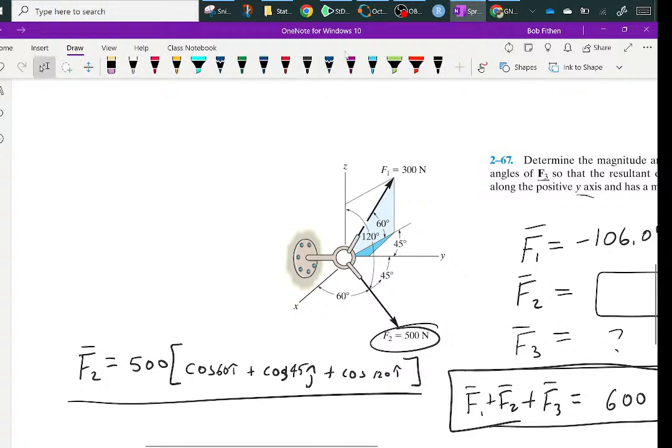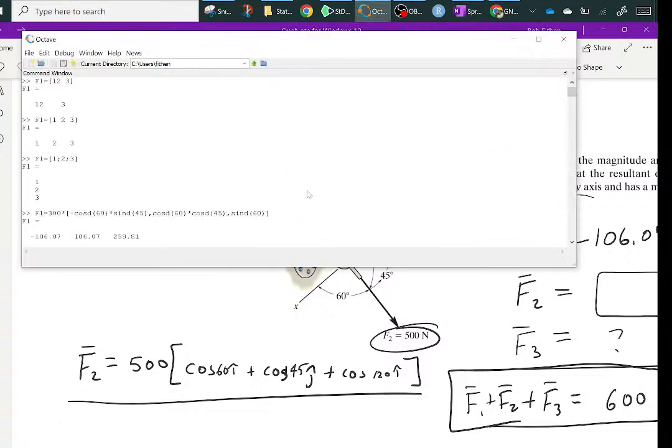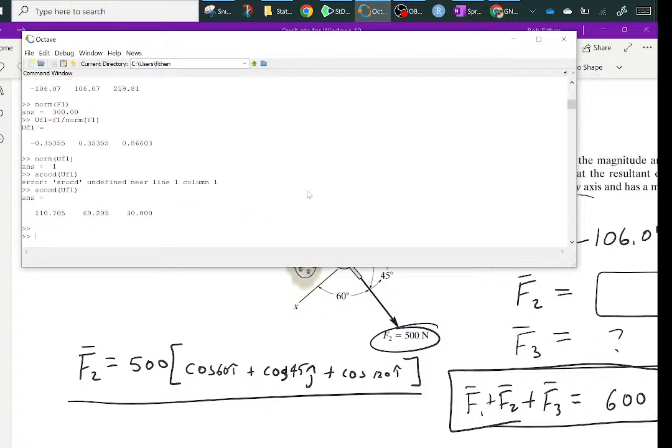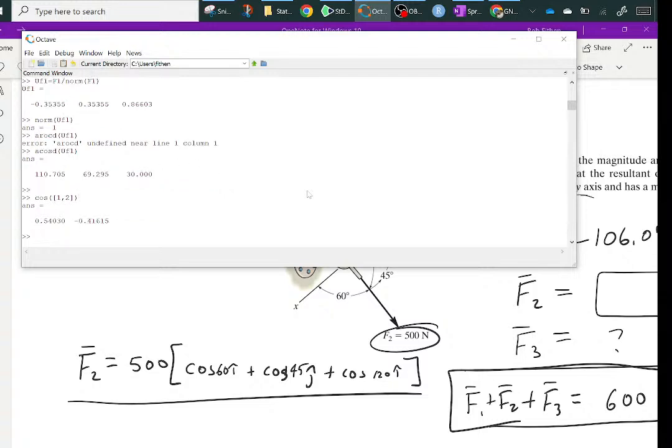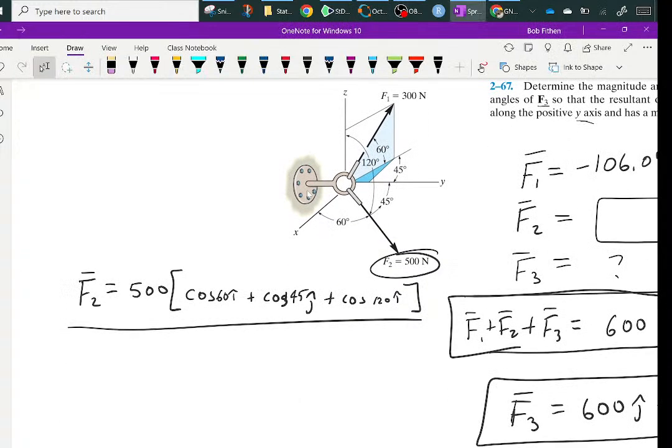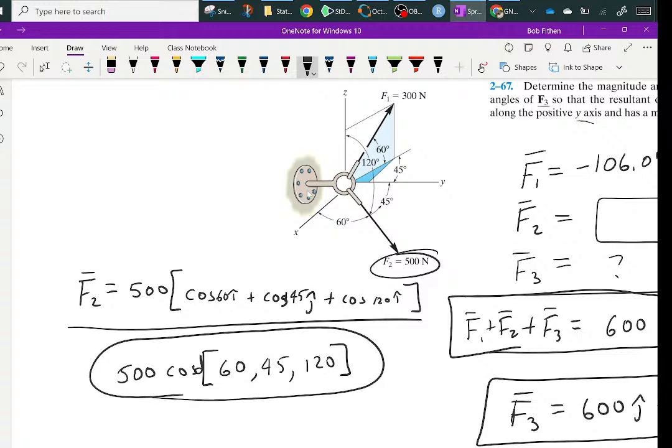So if you want to, I would go to MATLAB. Now here's something I've never tried before. I'm just going to try something. I don't know if this will work. Let's say if I did a cosine of, say, 1 and 2, and just said, would it break it into components? It does. I've never tried that before. So what I'm going to do in MATLAB, in order to get this, I'm going to do 500 cosine of a vector that looks like 60 in one location, 45, oh, that needs to be D, and 120. So that's the shortest way you could put that in MATLAB. So I'm going to go ahead and do that.